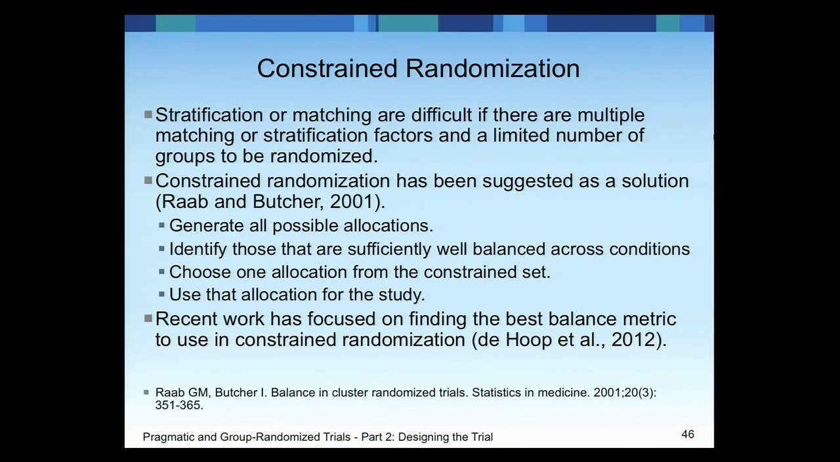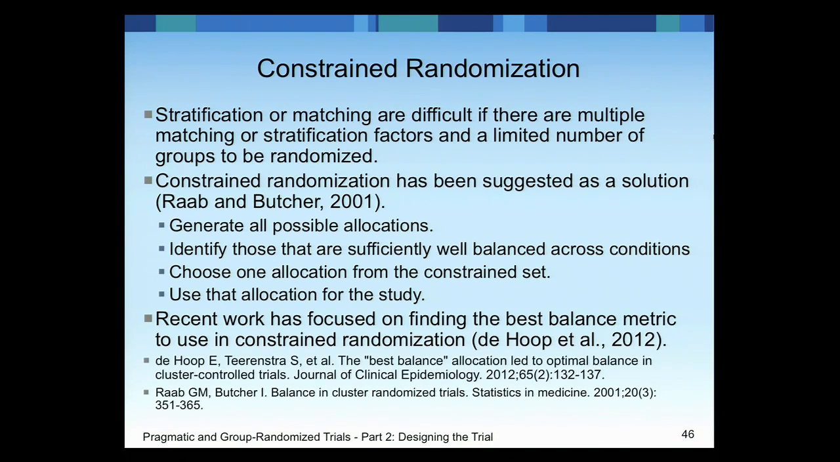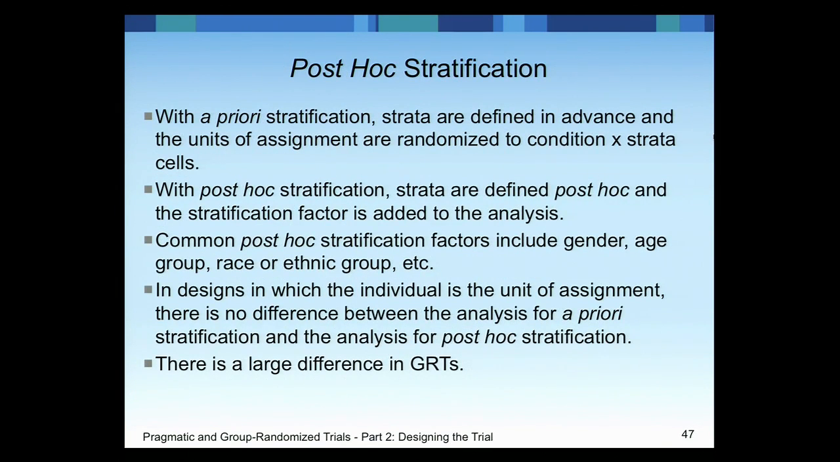Some recent work has focused on finding a best balance metric that can be used in this context, and I refer you to a paper by DeHoop et al. 2012. Constrained randomization can be very useful if you want to balance on more than just a couple of things. Recent work has also shown, as we'll talk about in Module 3, but I'll give you a preview here, that constrained randomization can improve power in group randomized trials.